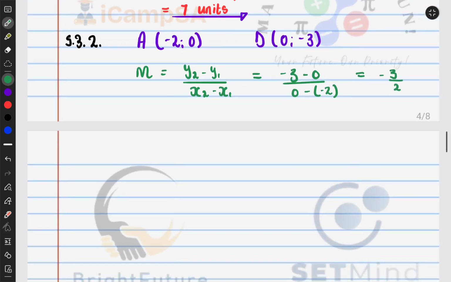Remember that the general equation of a straight line is y is equal to mx plus c. Next, what we have to calculate is the value of c, which is the y-intercept, where x is equal to 0.